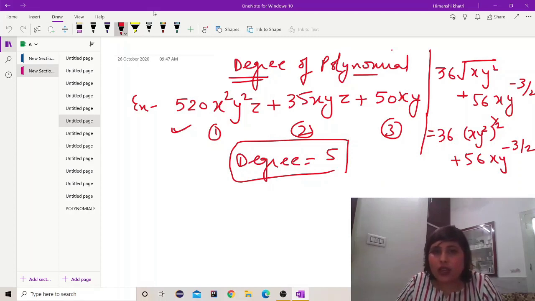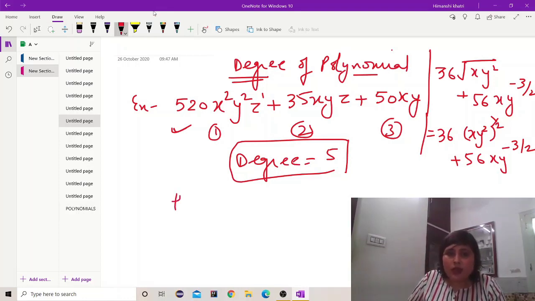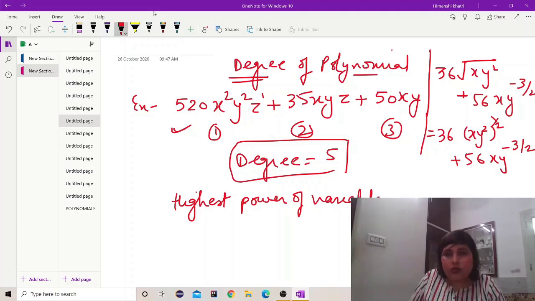So what will be the degree? Degree will be the highest power of the variables. So in a single term we add all the powers of the variables. Here we have 1 as our z power, so we can add all this and we get the degree of the polynomial, because this term contains the maximum number of variables. So what is degree? Degree is the highest power of variables in a term.